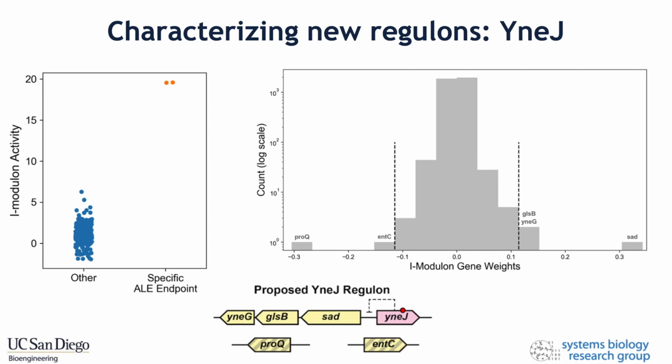These 3 genes with positive iModulon coefficients are divergently transcribed from YNEJ, yet another uncharacterized putative transcription factor. YNEJ was mutated in this ALE endpoint, and so we predict that it regulates these 3 genes. ProQ and NC are actually deleted in this strain, explaining their negative iModulon gene weights.